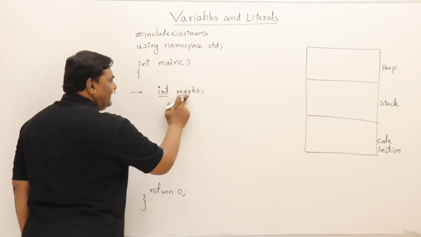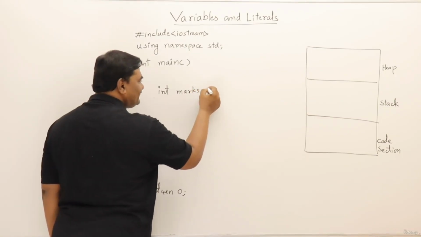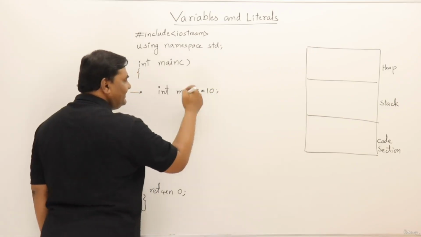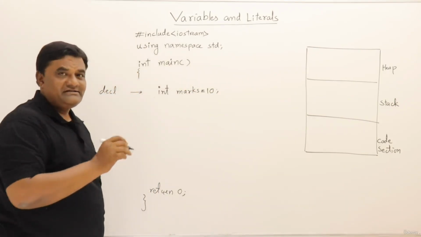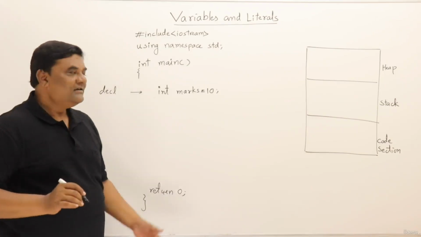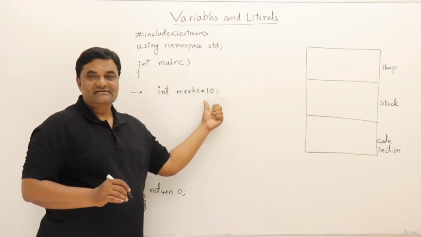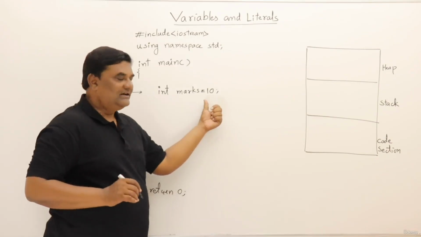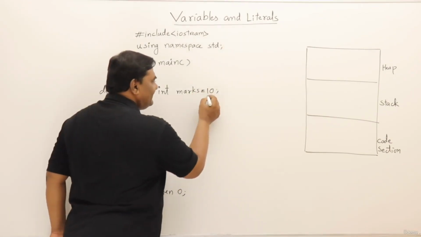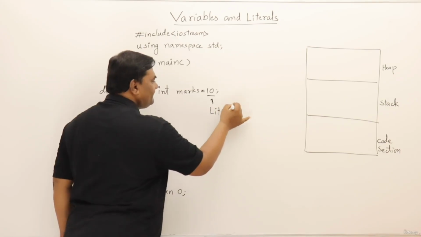Now the next thing is, if you want to assign some initial value to a variable, you can directly assign it. This is called initialization. Initialization is the first value given to a variable when it is declared. So this is the data type, this is the name of a variable, and this is the value assigned to a variable. This direct value that is assigned to a variable is called a literal.